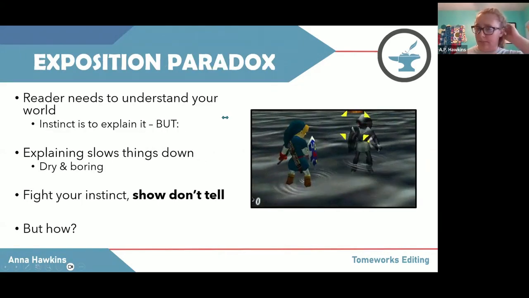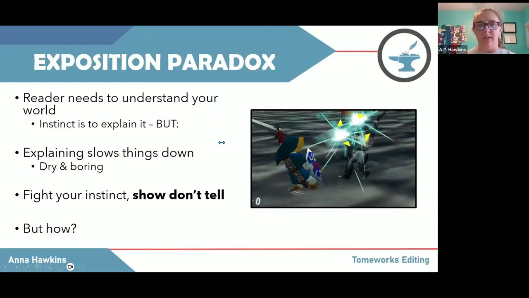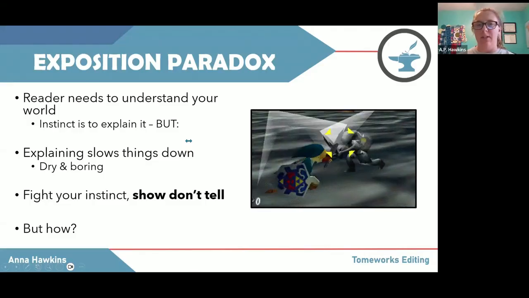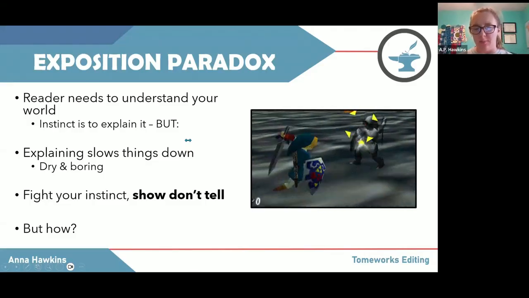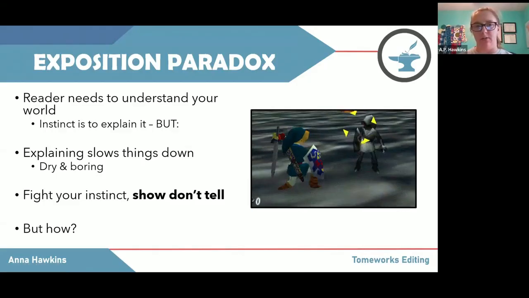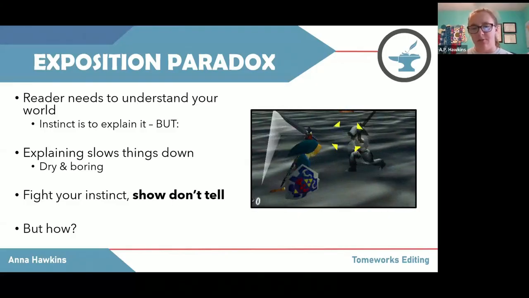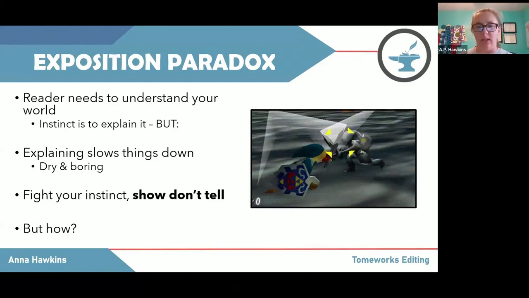All right. But when you're trying to get your world building on the page, you will run into what I like to call the exposition paradox. As we established, the reader needs to understand your world, and the instinct that you have might be to explain it. But if you stop what you're doing, you stop the plot, you stop the characters to explain some concept about your world, that slows your entire book down. The action will just grind to a halt. It can also be dry and boring.